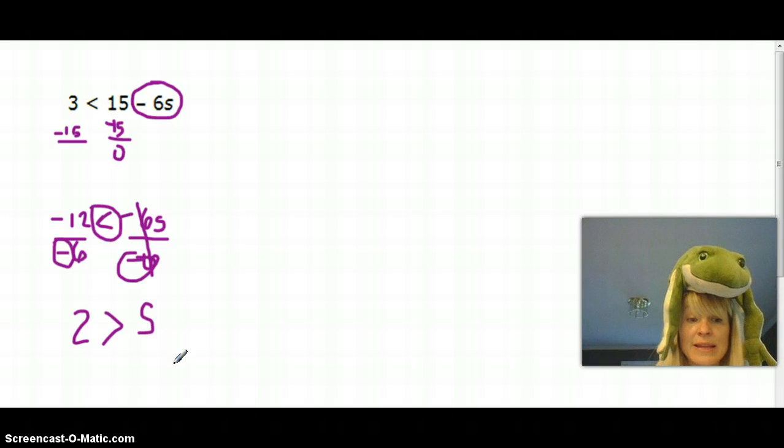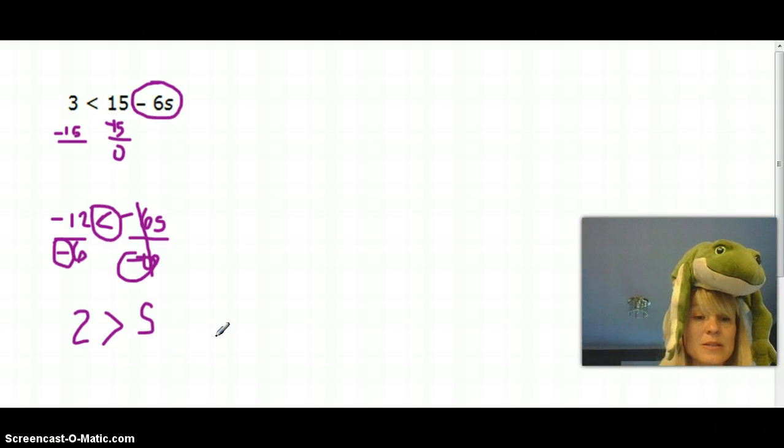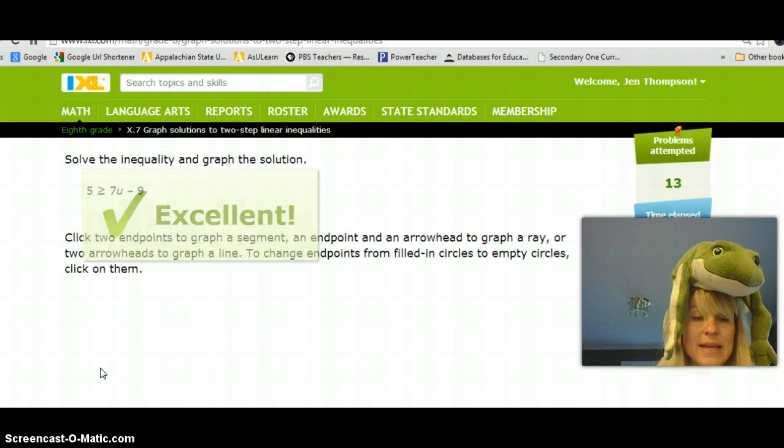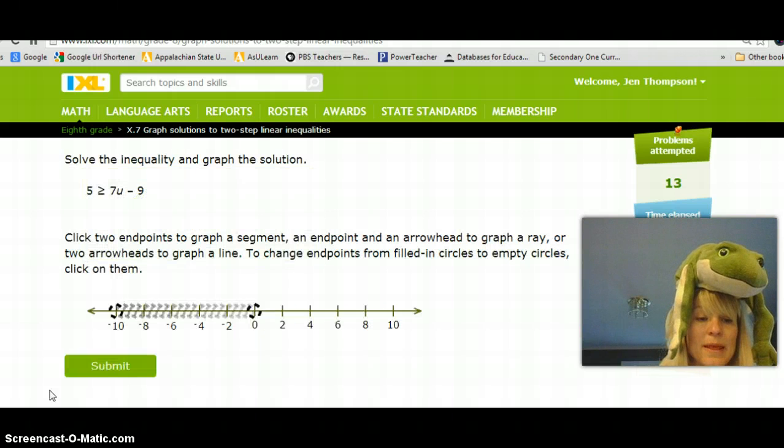And then remember, I like that variable on the left side because it's a little bit easier to read. So I'm going to switch this around to s over here, to 2 over here, and because I switched those around, I've got to switch these around. And that reads s is less than 2. Okay? And so I'm going to go here. Now it's less than, so I click that twice till I get the open circle, and I go all the way down. And yay, we did excellent, okay?